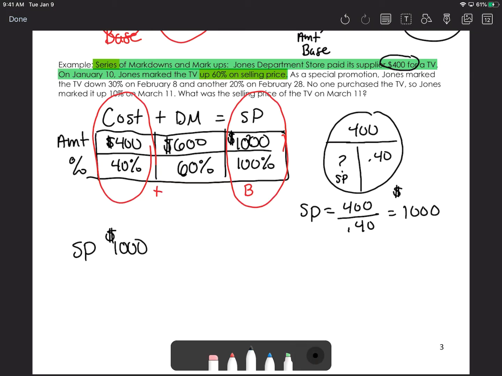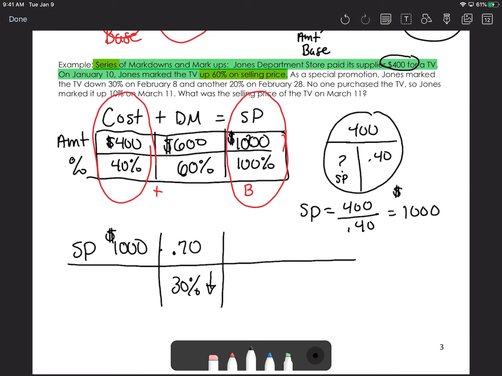But now he's going through this period where he's doing markdowns, a series of markdowns and markups. So I'm going to make a chart to kind of help you see what's going on here. This is the original selling price. Now it says, a special promotion, Jones marked the TV down 30%. If he marked it down 30%, that means he's only paying 70% of the original 1,000. So I'm going to label this as a 30% markdown. I'm going to use the arrow down for markdown.